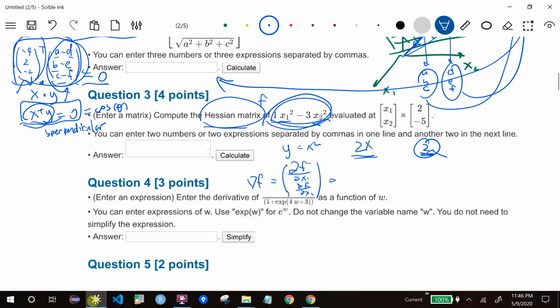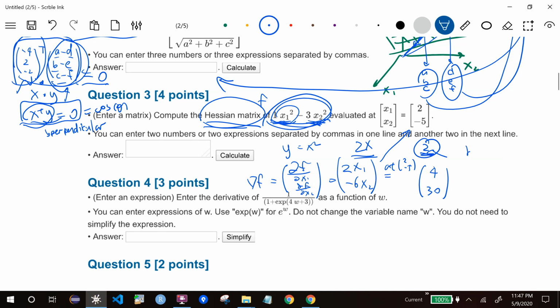If you take the derivative of f with respect to x1, this would be just 2x1, and that part will be 0. And if you take the derivative with respect to x2, then this will be 0, and the other term will be minus 6x2. If we are evaluating this at a particular point, at 2, minus 5, the gradient would be 4 and 30. So that's the gradient, but we're not asked to find the gradient, we're asked to find the Hessian.